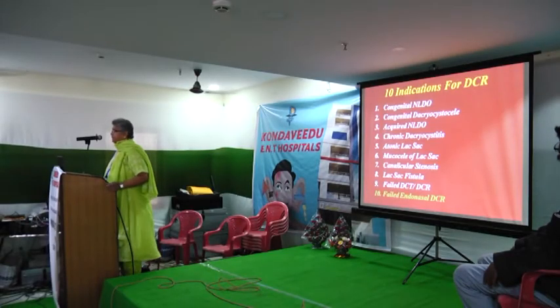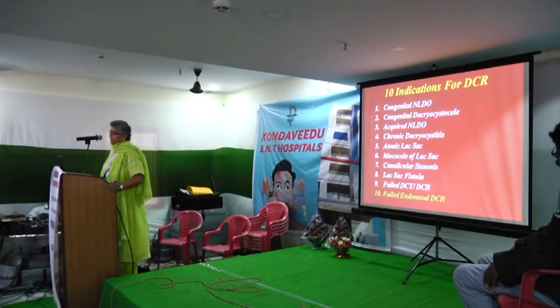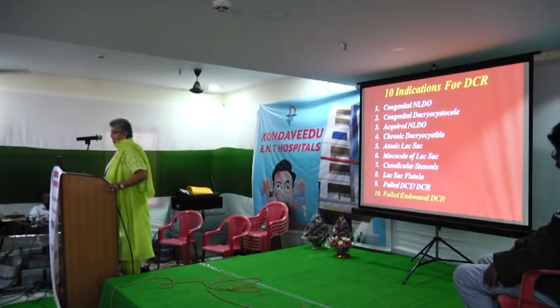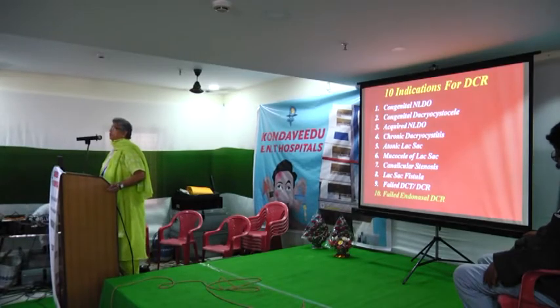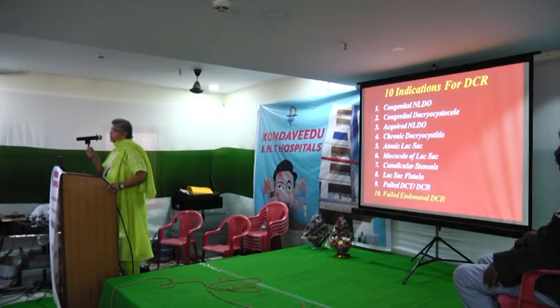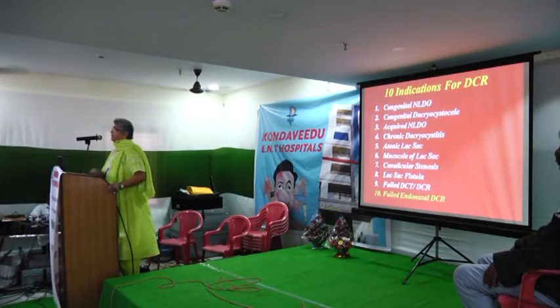Coming to the indications of DCR: congenital nasolacrimal duct block or congenital dacryocystocele, acquired NLDO, chronic dacryocystitis, atonic lacrimal sac, mucocele of the lacrimal sac, canalicular stenosis, lacrimal sac fistula, failed DCG, failed DCR, failed endonasal DCR, which I just did. And after DCG also, after a dacryocystectomy also, we can do DCR. If there is a remnant of one third of the sac, a small remnant of the anterior part of the sac, we can still do the DCR and make it successful.